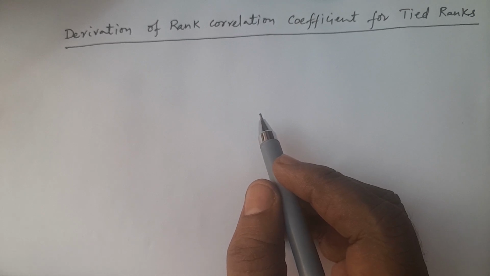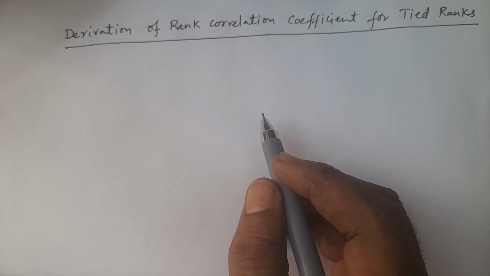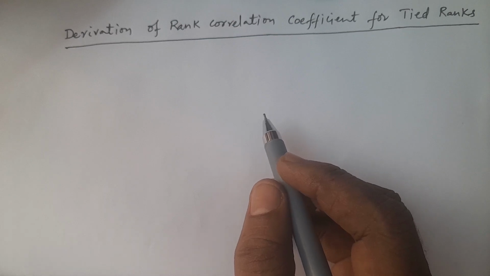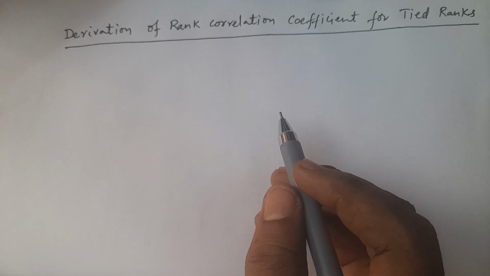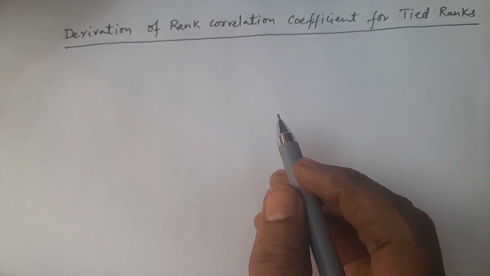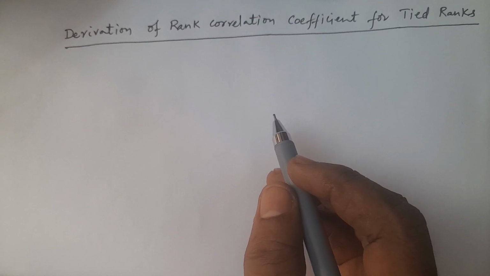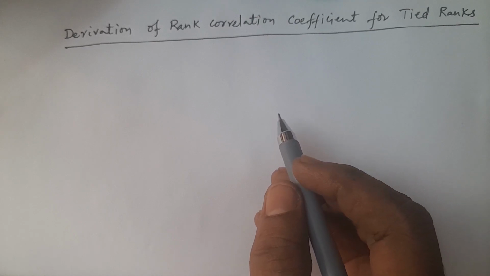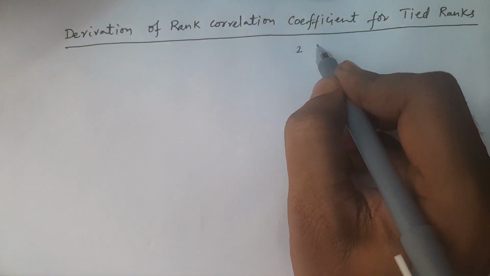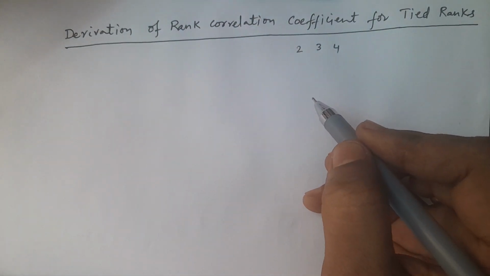Sometimes, some number of individuals receive the same rank, and the ranks are said to be tied, which are called tied ranks. For example, second, third and fourth: 3 students got same marks, so therefore they have to receive some particular rank which is the average of all 3 individuals, 2 plus 3 plus 4 divided by 3, that is the third rank. So second one, third one and fourth one receive the same rank.